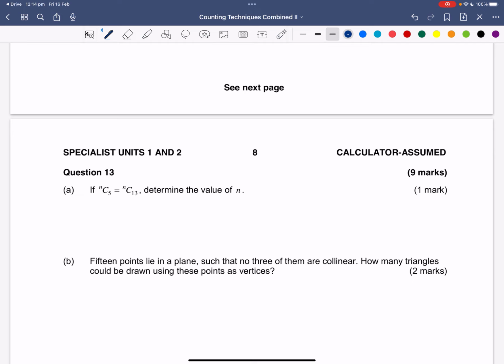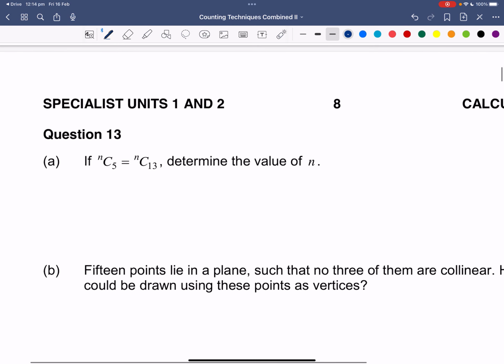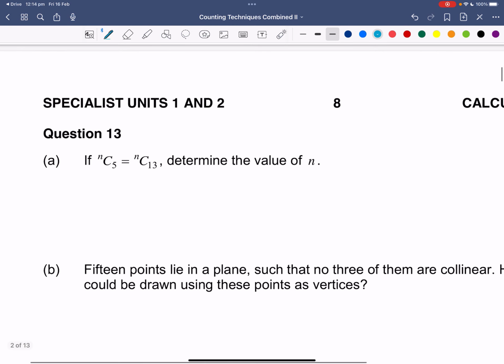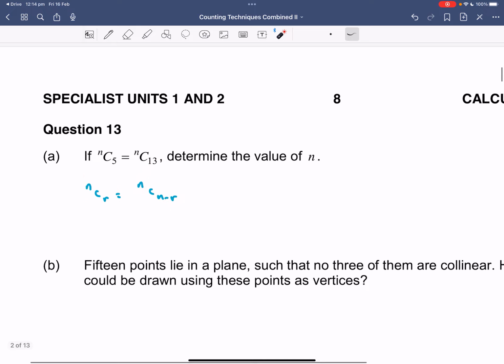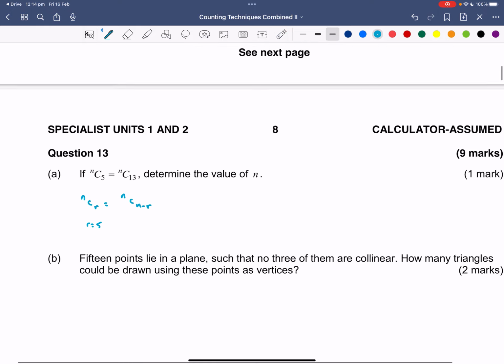Next question. Now, there are several ways to do this question. Those that are really good just remember this identity: n choose r is n choose n take r. So if n choose 5 equals n choose 13, you can see how the rule works. If n choose r equals n choose n take r, you don't even have to do much working. It's only worth 1 mark.